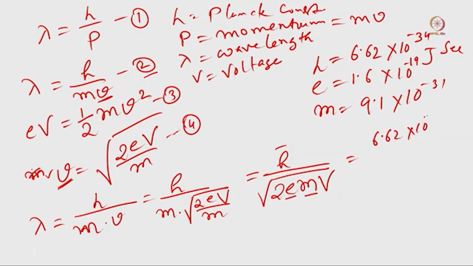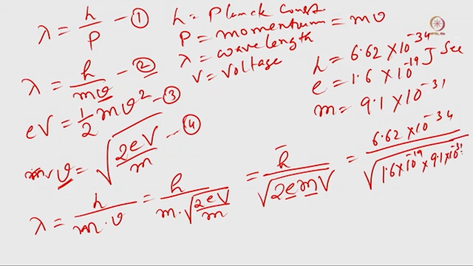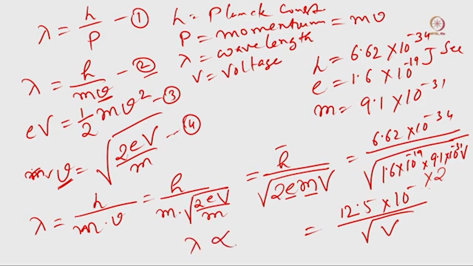So if you put all these values here, you will get 6.62 into 10 to the power minus 34 divided by root of 1.6 into 10 to the power minus 19 into 9.1 into 10 to the power minus 31, and then V. You will get the simplified form, that will be 12.5 into 10 to the power minus 10 divided by root V. Okay. So you can see this lambda is inversely proportional to the voltage.